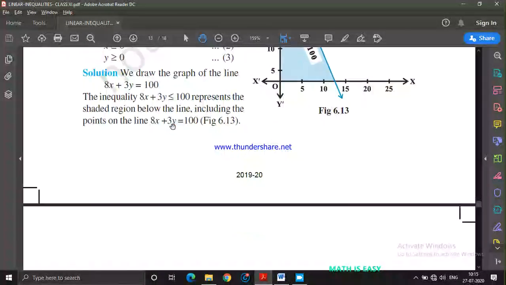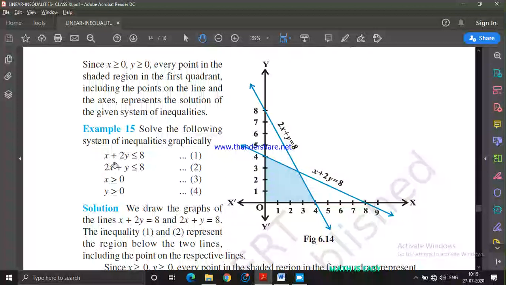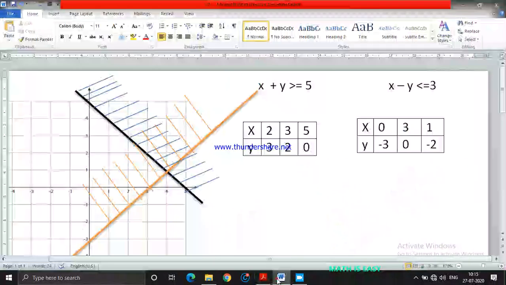Next one you have, I think this one is an easy one, you can solve it. Let me try this one. x plus 2y equals 8.